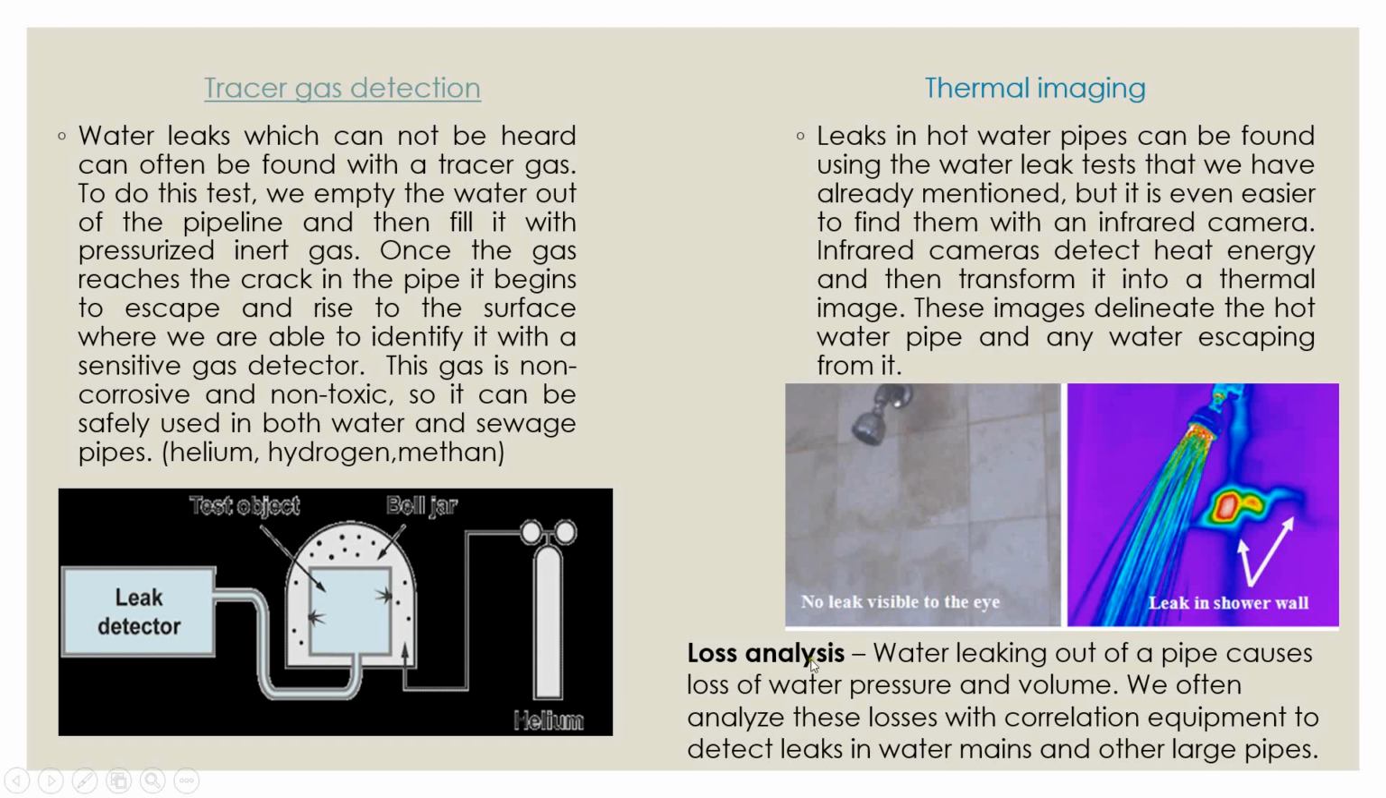Next one, here you can have the loss analysis also. Water leakages out of the pipe cause loss of water pressure and volume. We often analyze these losses with correlation of equipment to detect the leaks in the water mains and other large pipes. So loss analysis you can take as a supplement to all the other methods. If you have used acoustic, gas trace or thermal imaging, you can additionally go for the analysis of the losses from each and every pipeline to support whatever readings you have obtained using these particular equipments.